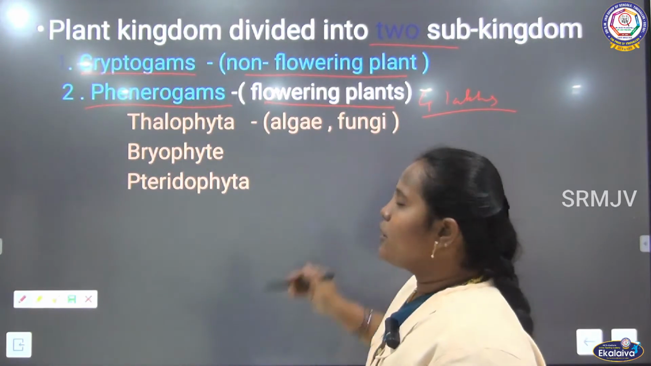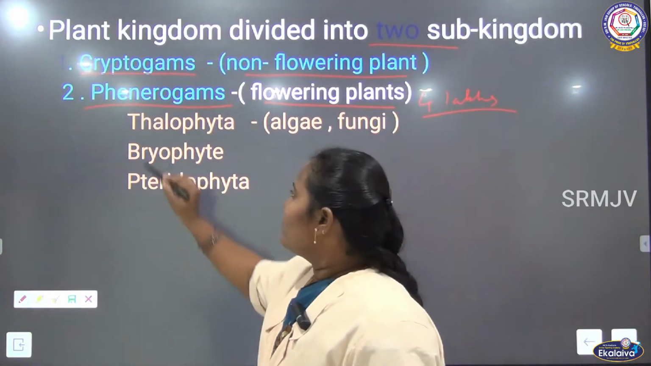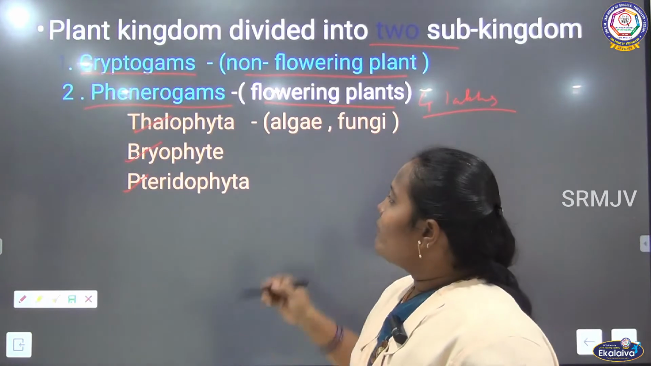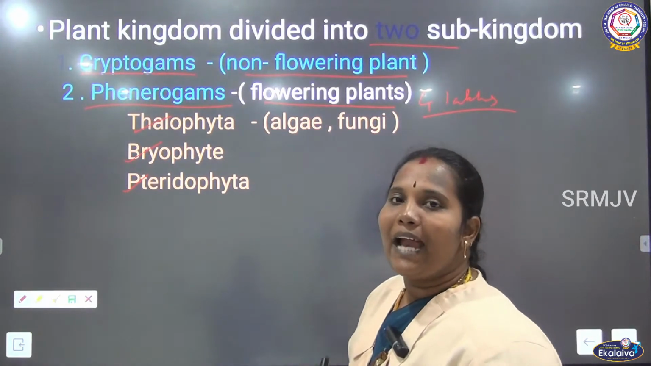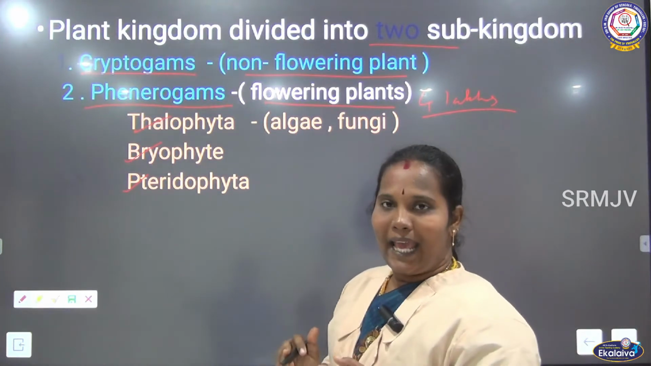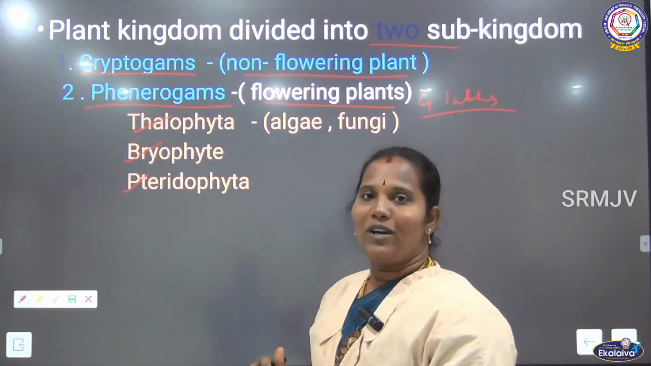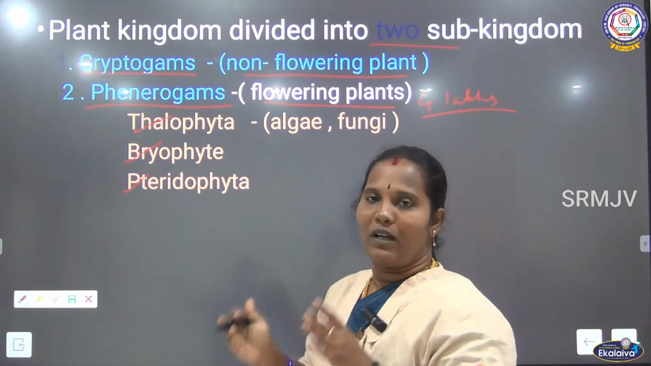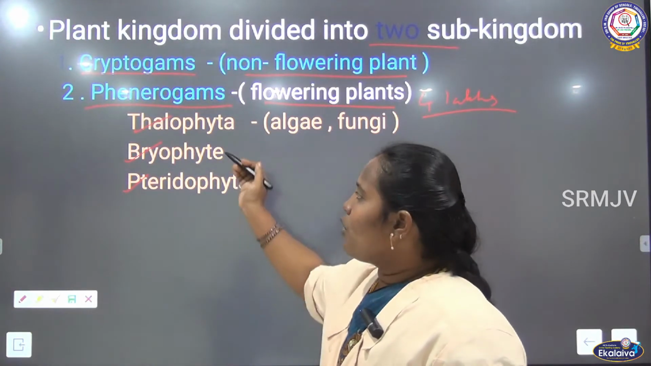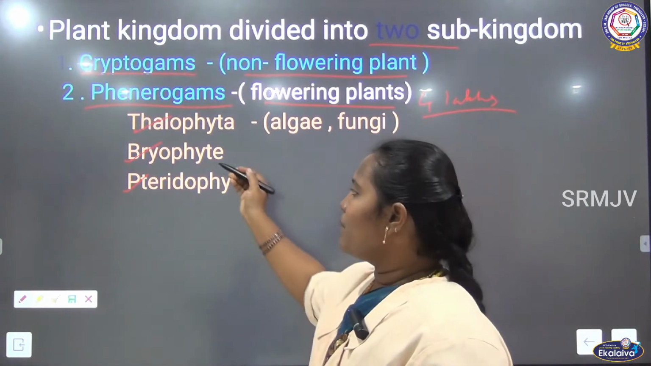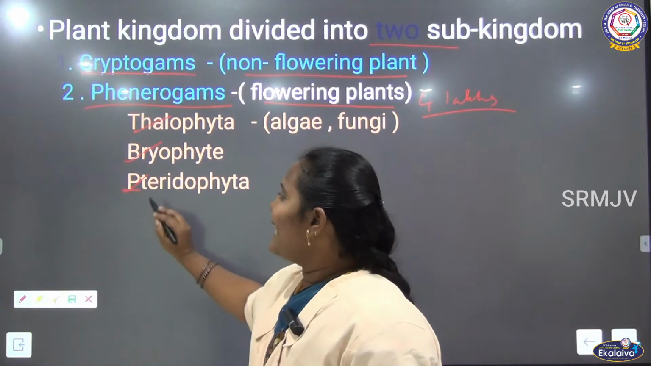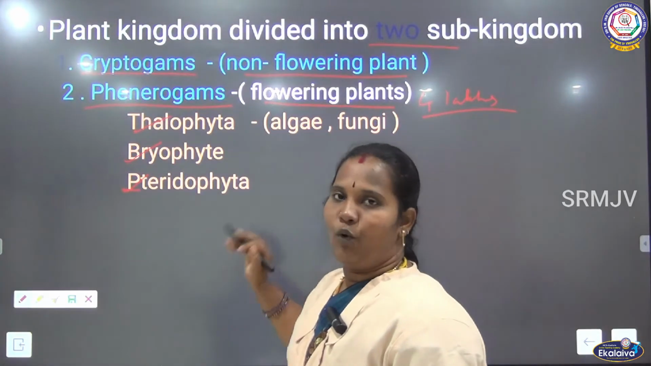Okay, this cryptogames again we can divide into thallophyte, bryophyte, pteridophyte. Thallophyte means algae and fungi are called thallophytes. The thallophytic body has no differentiated structure like stem, root, leaf. So they are called thallophytes. Then next one is bryophyte, then the next one is pteridophyte. P is silent here, so you should pronounce it as 'teridophyte'. Clear?